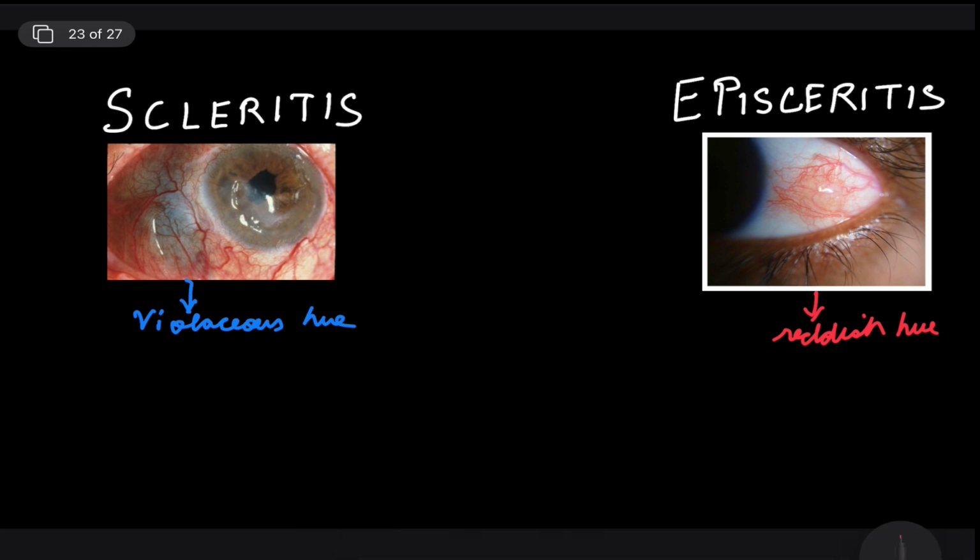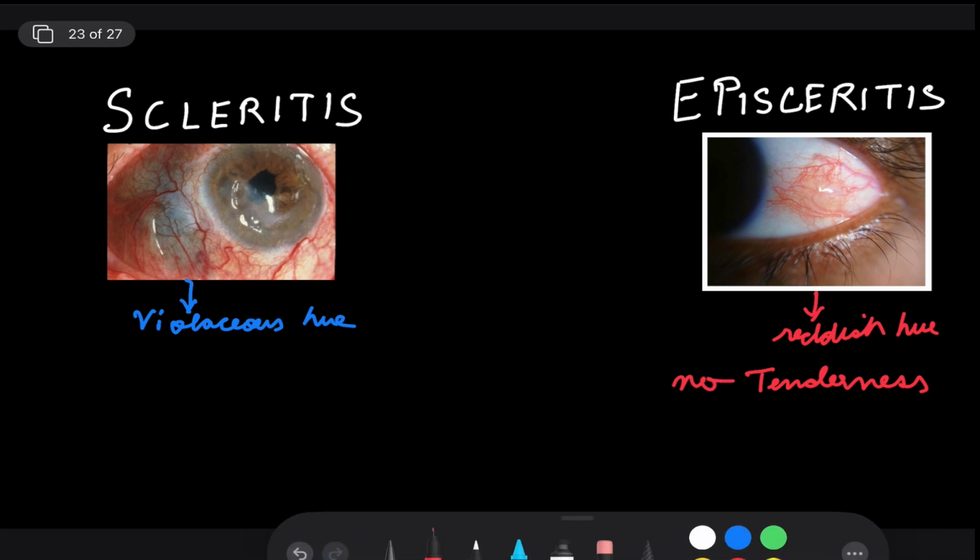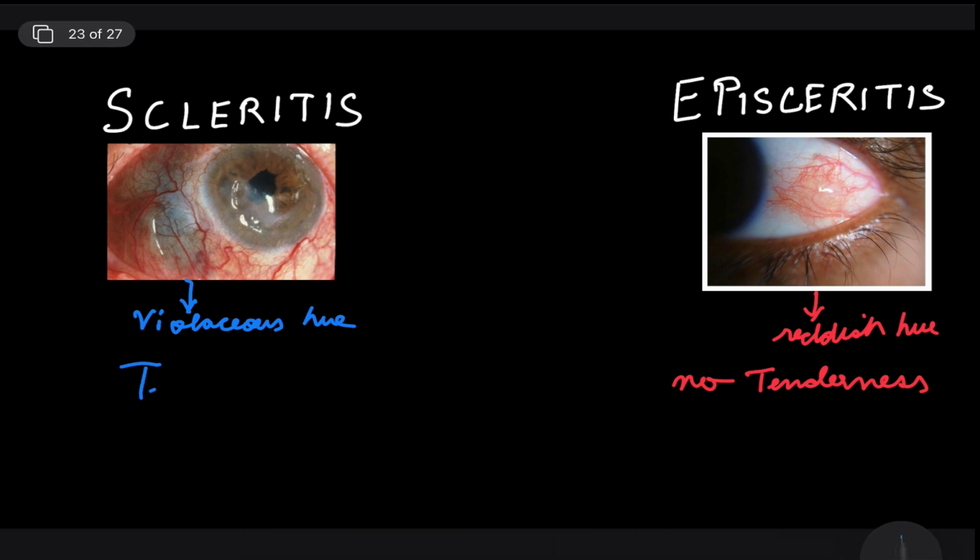Another very interesting fact which helps us in differentiating between episcleritis and scleritis is that episcleritis, being the inflammation of more superficial structures, often has no tenderness associated with it. No tenderness. Whereas scleritis, being the inflammation of much deeper structures, often has tenderness. Okay, so tenderness or pain is often present in scleritis, but in episcleritis often no tenderness. Okay.